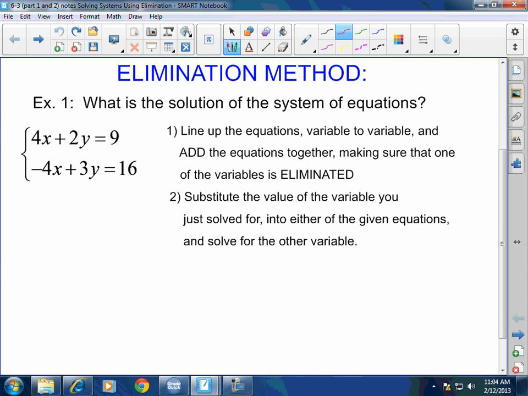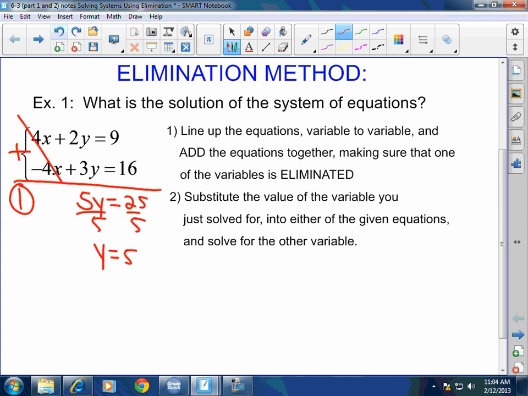So if I put a big plus sign here and I add these together, what's 4x minus 4x? 0. That cancels. So what's 2y plus 3y? 5y. Very good. And that equals 9 plus 16? 25. Divide by 5. Y equals 5. Now that you have that, that was step one. You lined them up, you added them.